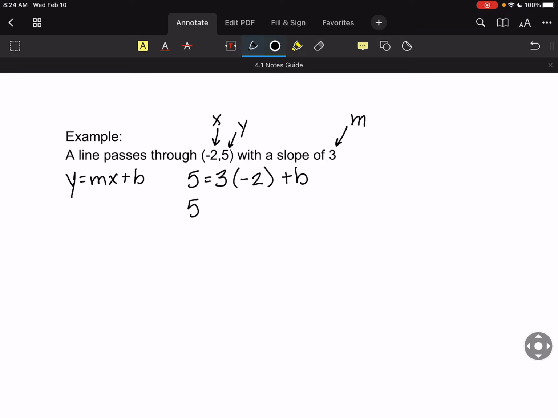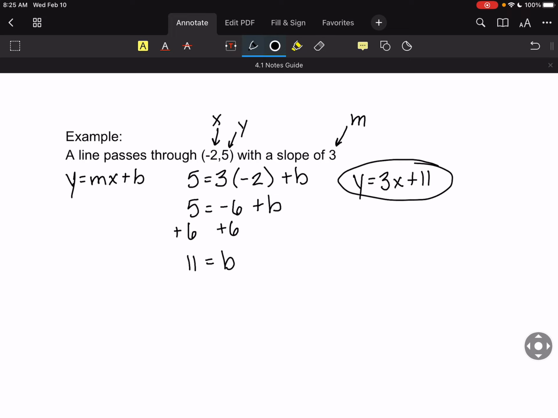So now I have 5 equals -6 plus b. And then I'm going to add 6 to both sides. So that's going to give me 11 is equal to b. And now I can write my final equation. So y is equal to 3x plus 11. And that would be my final answer.